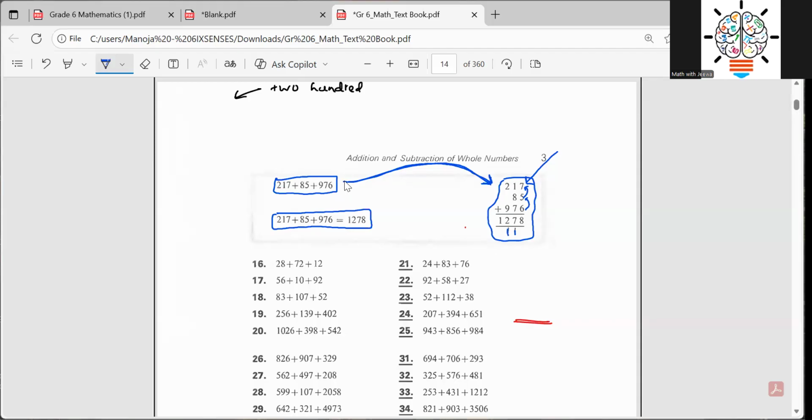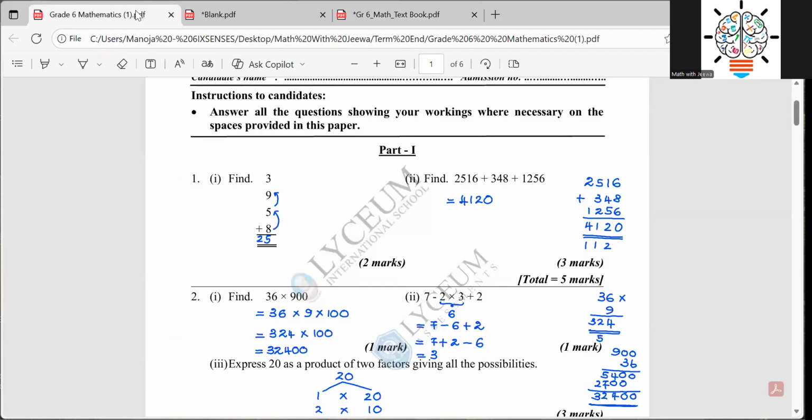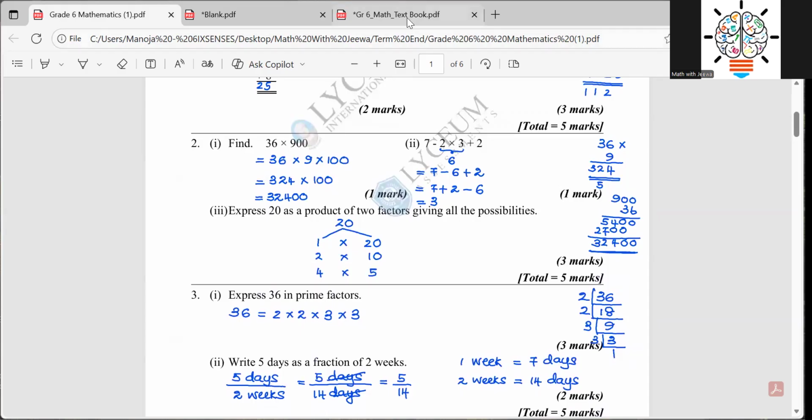Then you move to the next column, the hundreds column. 9 plus 2, 11, and with this remainder 1 that becomes 12, right? You want to show the workings like this, then you write 1278 as the answer here. So question number 2 is similar to that, okay? Then we will move to question number 3.